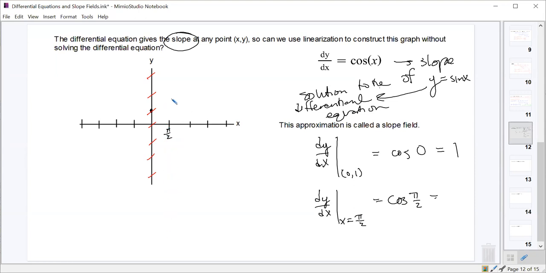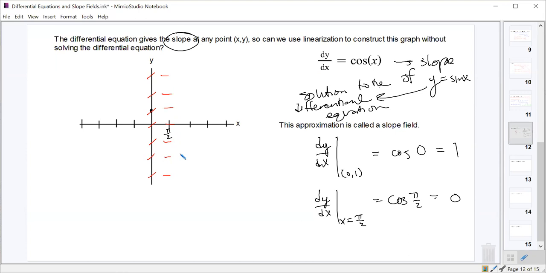Doesn't matter how far down or how far up I go. We should still get the cosine of pi over 2, which is 0. So everywhere where x is equal to pi over 2, no matter what y is, because there's no y in my differential equation, I should get a slope of 0. Agreed? And obviously there's an infinite number of these. I could draw these in at every little point in here, but I'm just sketching a few of them to get a general idea.